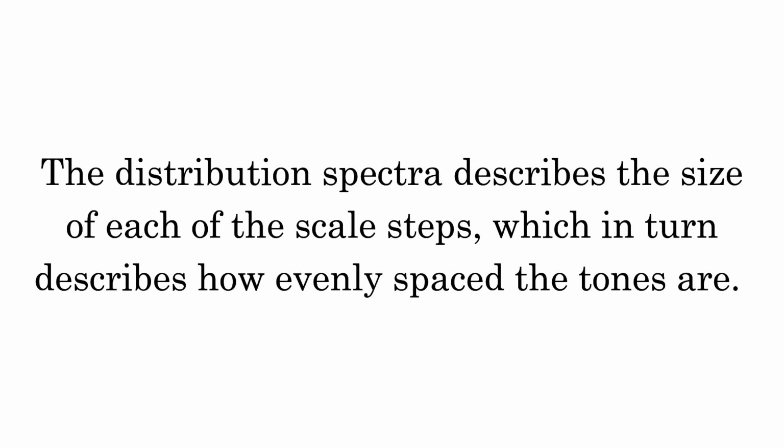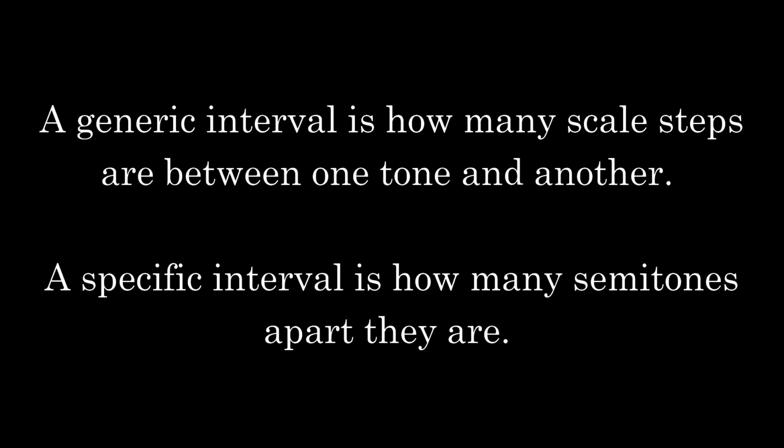Here, the distribution spectra describes the size of each of the scale steps, which in turn describes how evenly spaced the tones are. A generic interval is how many scale steps are between one tone and another. A specific interval is how many semitones apart they are.